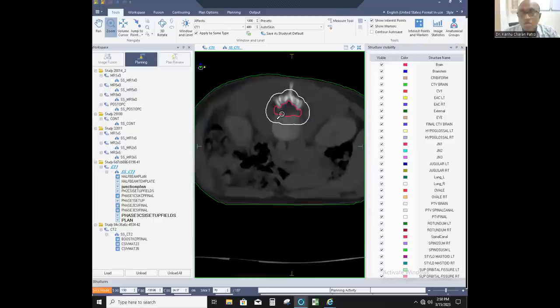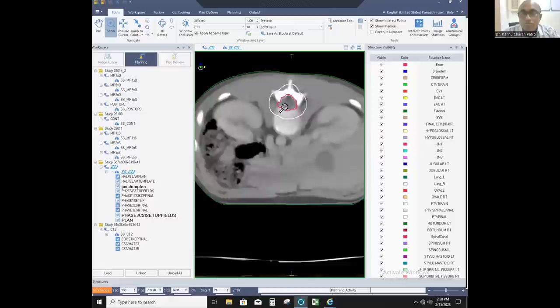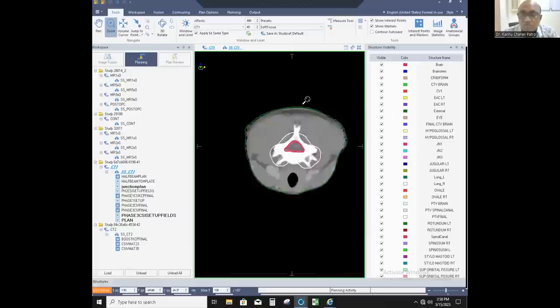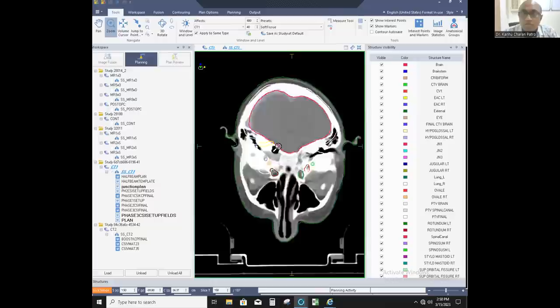You cannot see this intervertebral foramen in the soft tissue window. In the soft tissue window, there is a high chance of missing the intervertebral foramen. So always look in the bone window. This is one clue. Then you give a 1 centimeter margin around the spine and 0.5 centimeter around the cranium. So for the brain, you can give 0.5 centimeter, as I have given here, and for the spine it is 1 centimeter.